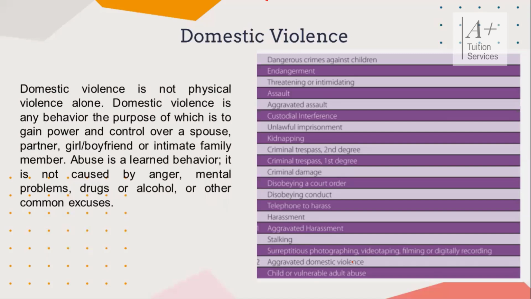Some of these domestic violence acts are listed to the right of the screen. It involves dangerous crimes against children, endangerment, threatening or intimidating, assault, aggravated assault, custodial interference, unlawful imprisonment, kidnapping, criminal trespass in second degree, criminal trespass in first degree, criminal damage, disobeying a court order, disorderly conduct, using the telephone to harass, harassment, aggravated harassment, stalking, surreptitious photographing, videotaping, filming, or digitally recording. Then we have aggravated domestic violence and child or vulnerable adult abuse.